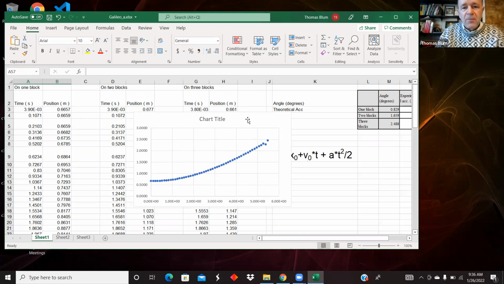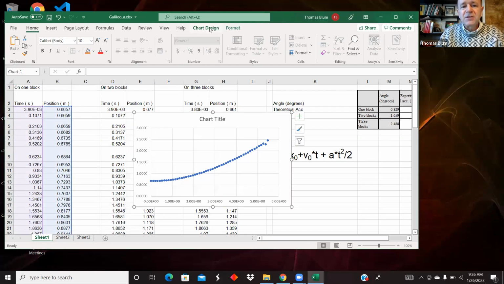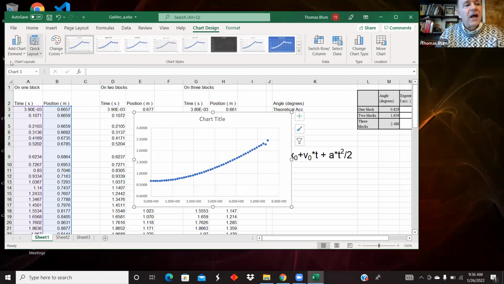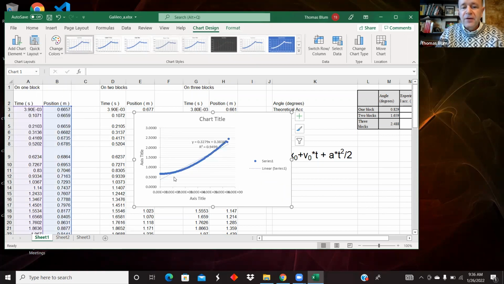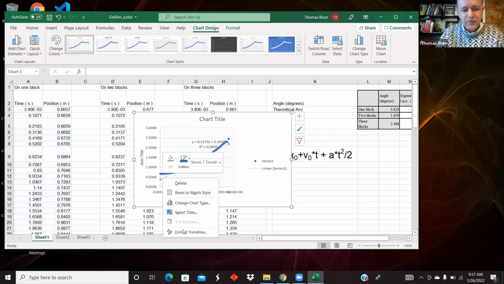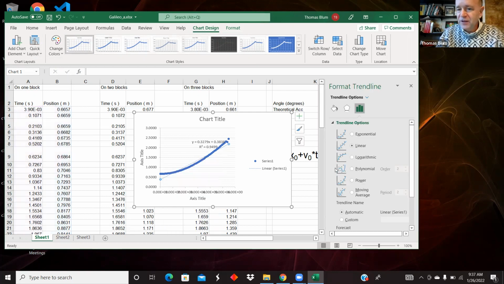Okay. I'm going to highlight my chart. That makes chart design and format come in. I want the chart design, and I want quick layout number 9. And the physics theory says that this should be a polynomial. So I don't want to fit it to a straight line. I want to fit it to a polynomial. So I'm formatting the trend line and choosing the polynomial.